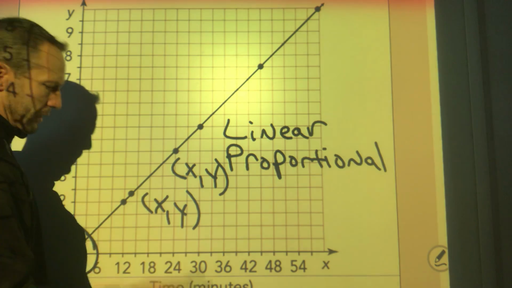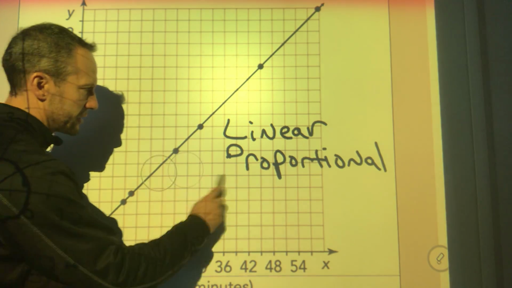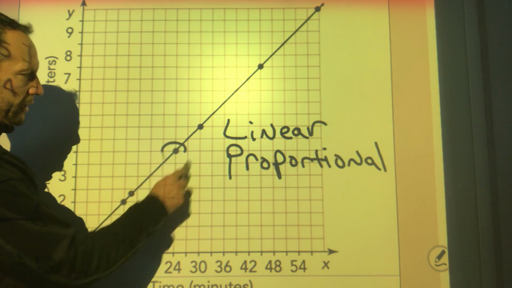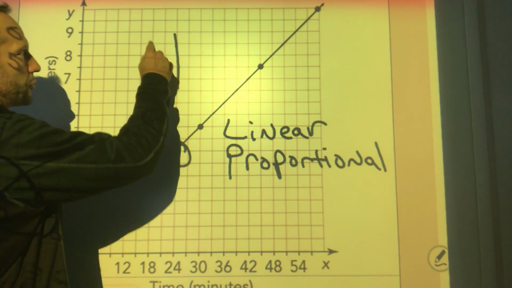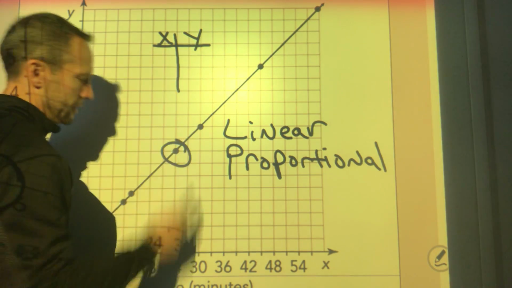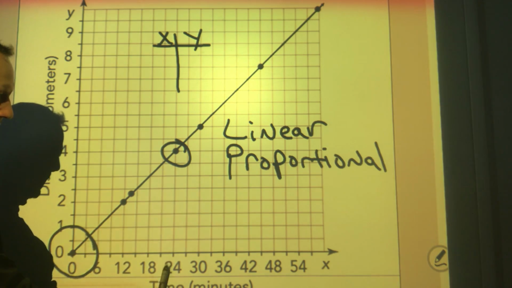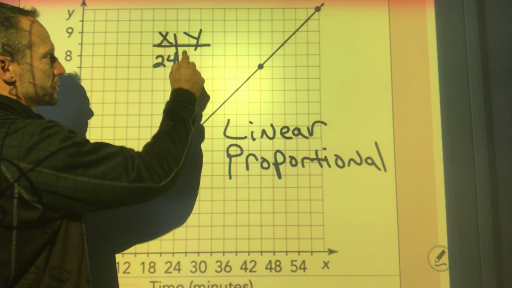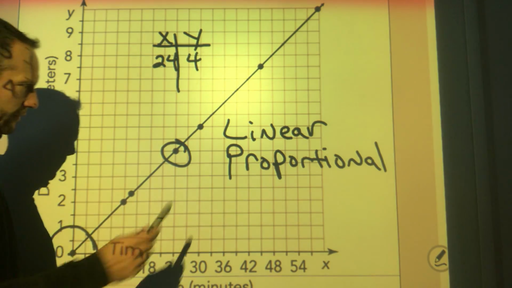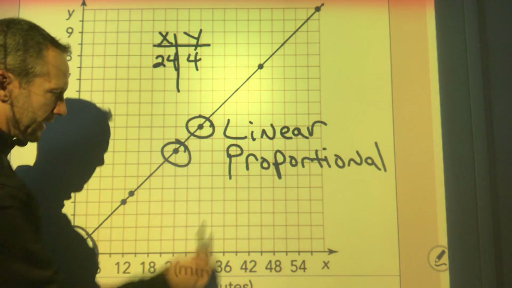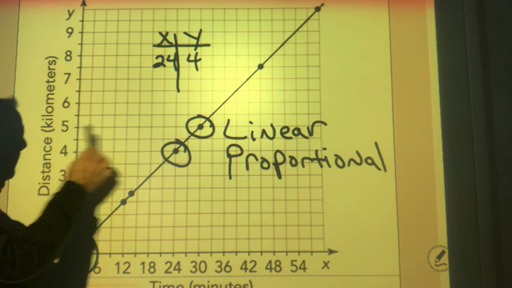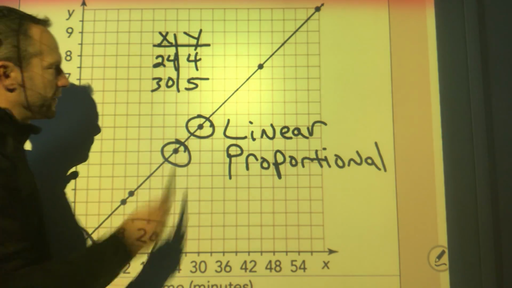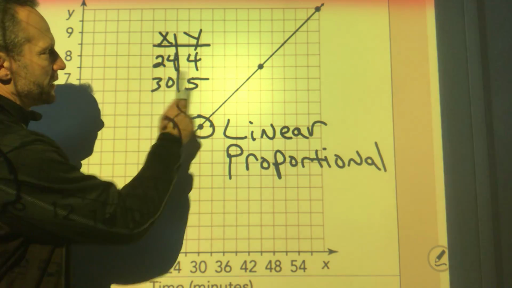If I just pick a point, let me just erase this real quickly. If I just pick a point, like for example this guy right here, and get its coordinates, I'm going to quickly make just an XY table. So the coordinates of this point would be X is 24 and Y is 4. So 24 for my X and Y is 4. If I pick another point, let's pick this guy. 30 is my X and my Y is 5. So 30 and 5. Well, if I look at these, I can make these into a ratio.